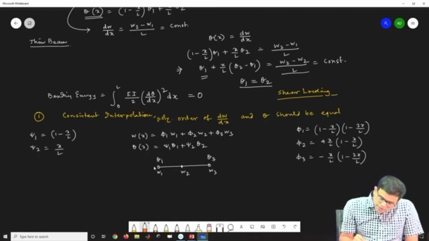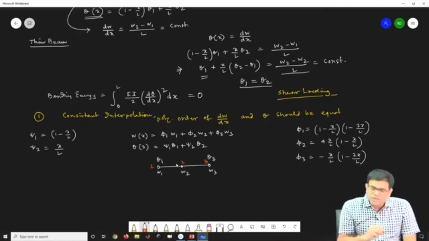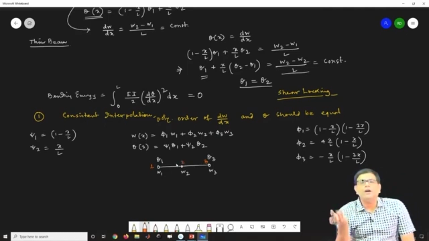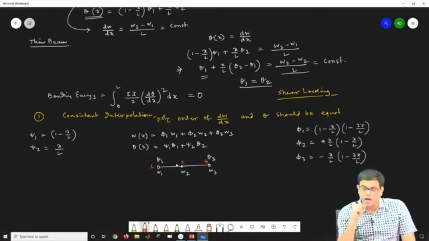So that means I do have nodes 1 and 3, but at the second node I don't have a theta interpolation, because I am choosing one order less polynomial for theta interpolation. So this is known as the consistent interpolation.